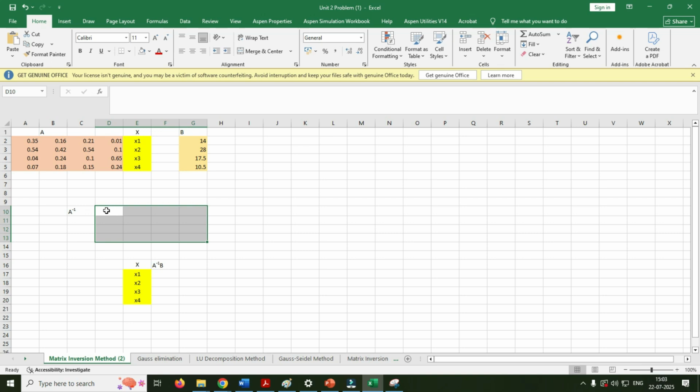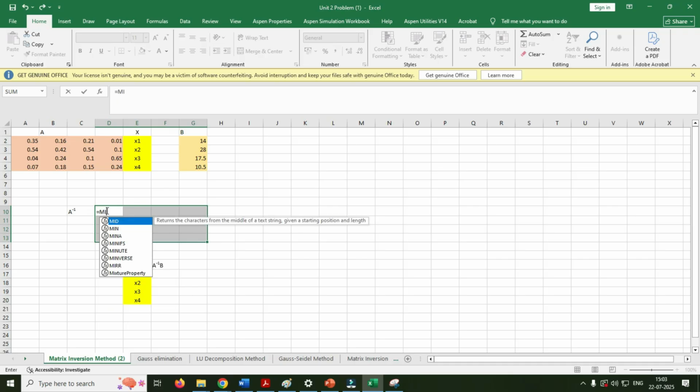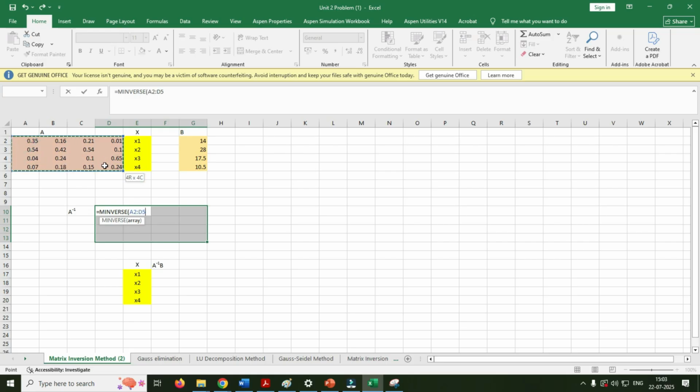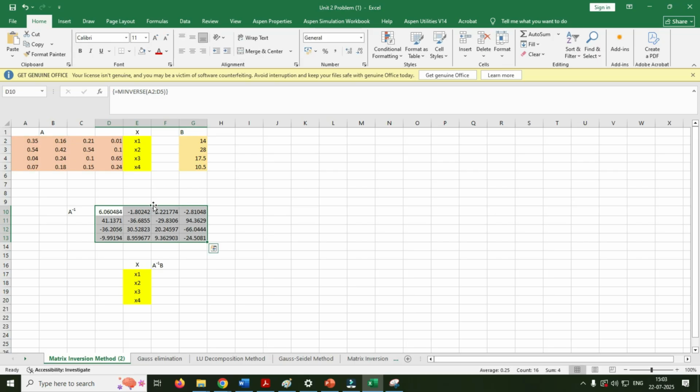Type equal to, then type MINVERSE. Select MINVERSE and select the matrix that you want to invert. Close the bracket. Then type Control Shift Enter. We have obtained the A inverse matrix.